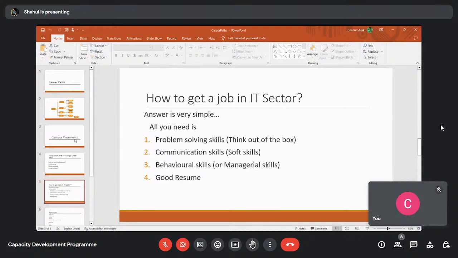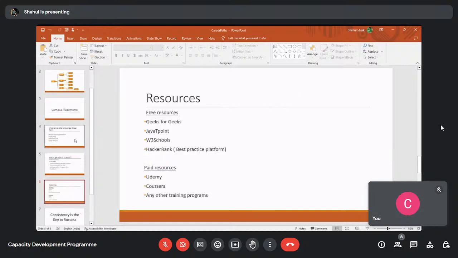Now coming to the resources which I have used in my placement days. These are the resources you can read from the screen. There are some free resources which I have used, and there are some paid resources. Coming to the free resources, Geeks for Geeks. Geeks for Geeks is such a platform. You name something in IT, a skill you need to get into an IT job, it's there. Everything is there. You just have to go there, search for whatever you want, and read it from them.